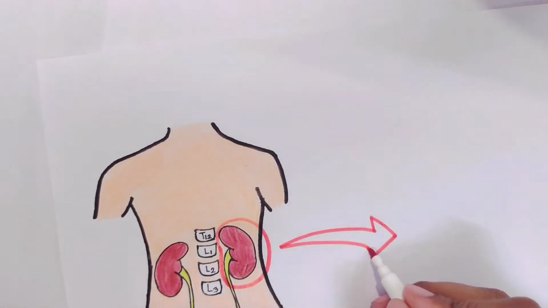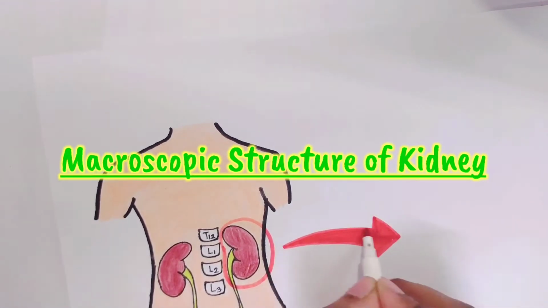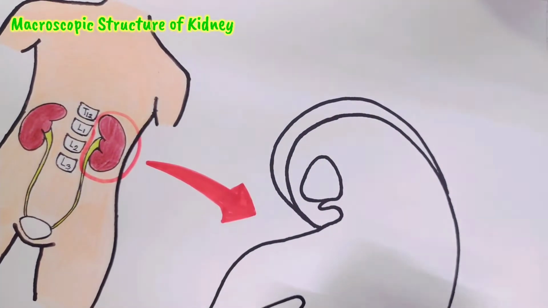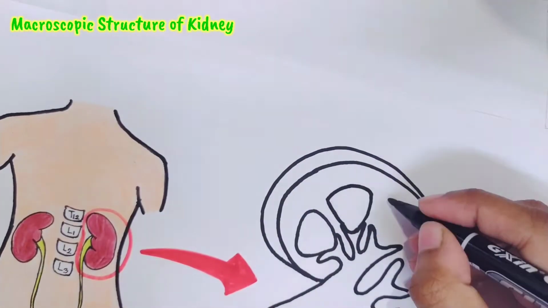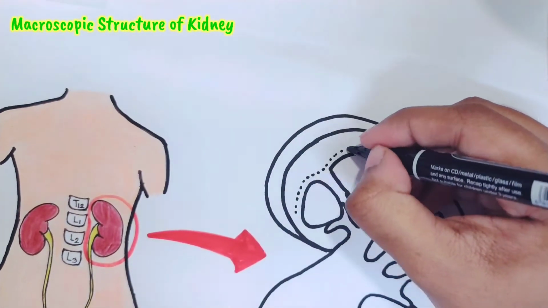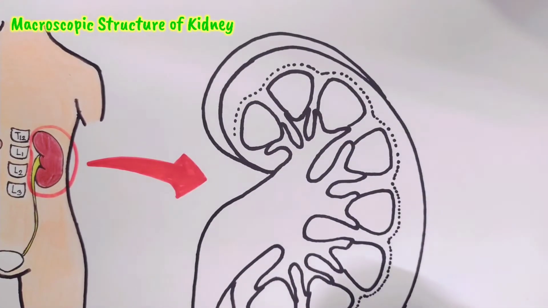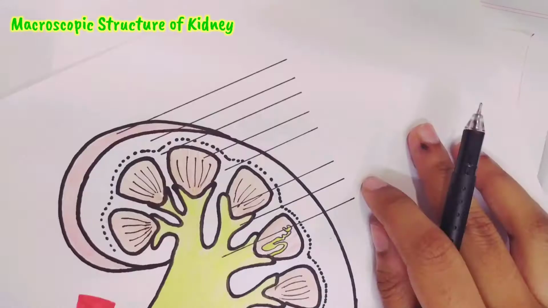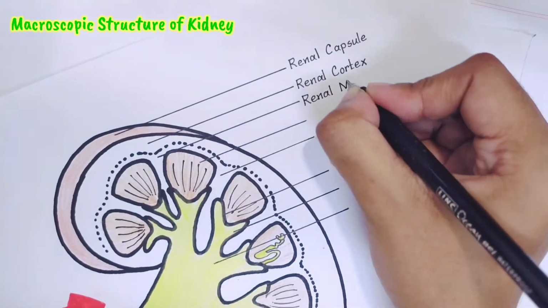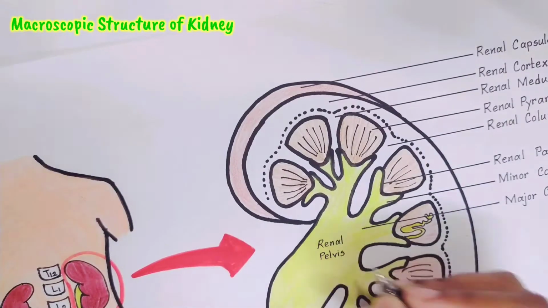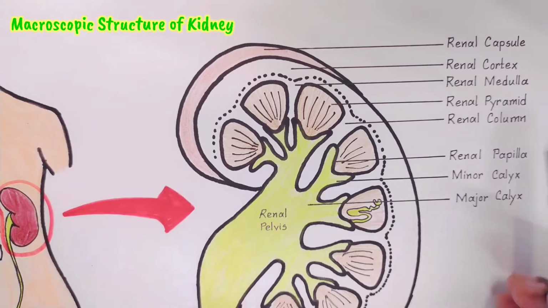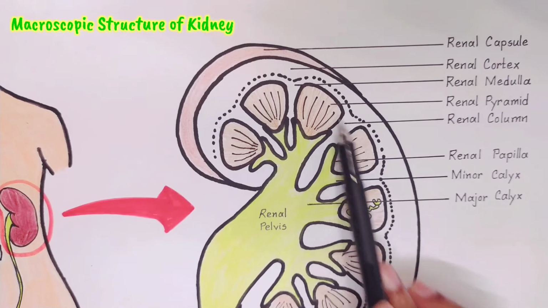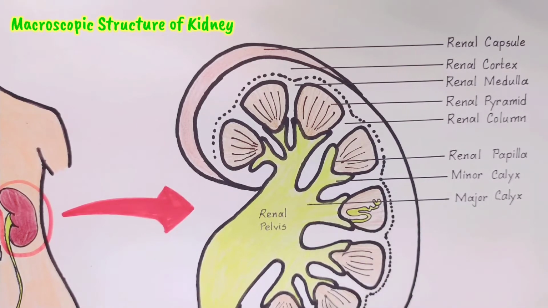Now, let's talk about the macroscopic structure of the kidney, which has an outer renal substance and an inner renal sinus. The outer renal substance includes the outer cortex and inner medulla. The renal medulla presents about 8 to 10 cone-shaped renal pyramids.